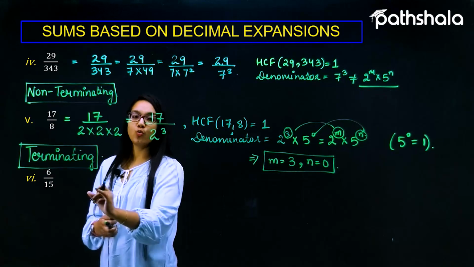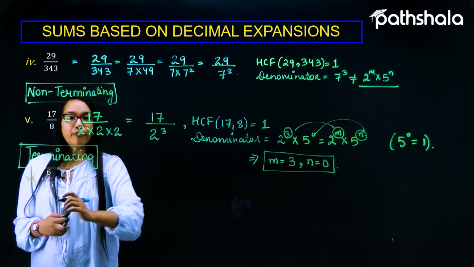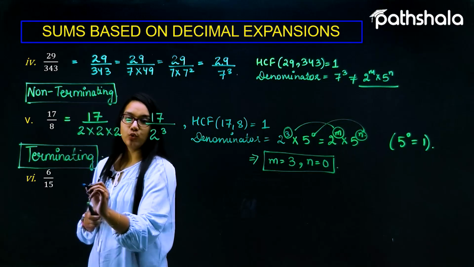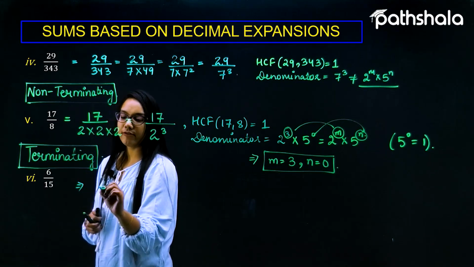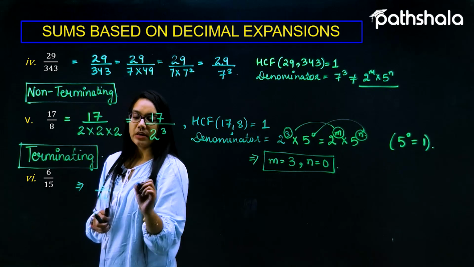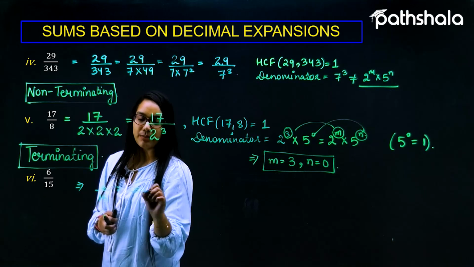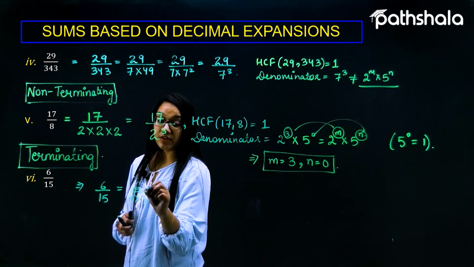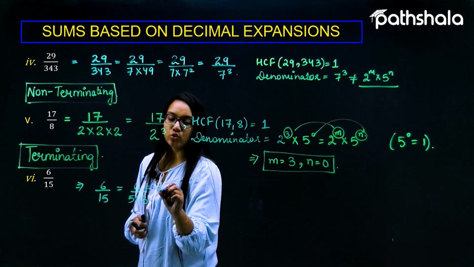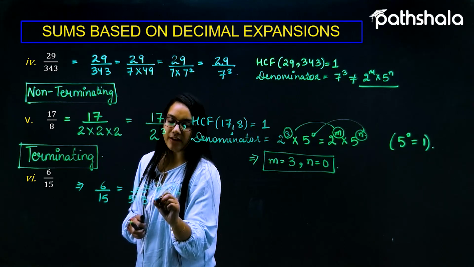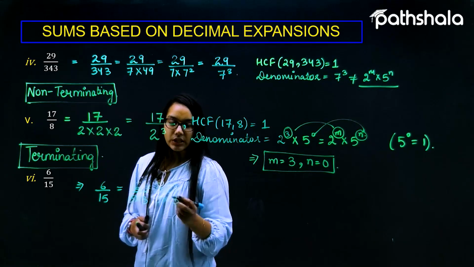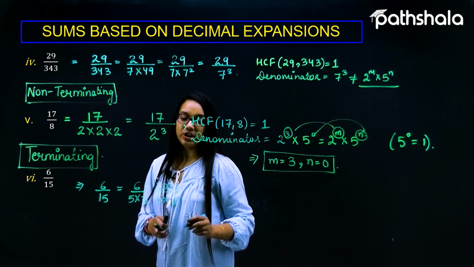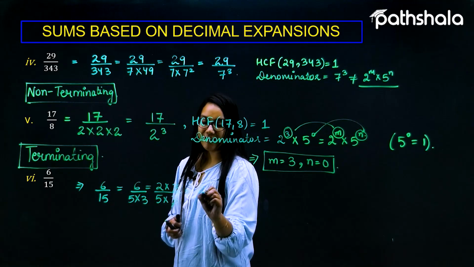Now let's move on to the last part, that is 6 by 15. We can write 15 as 5 into 3, and we can write 6 as 2 into 3, so we have 2 into 3 by 5 into 3. The 3 and 3 cancel out with each other, and we get the answer as 2 by 5.